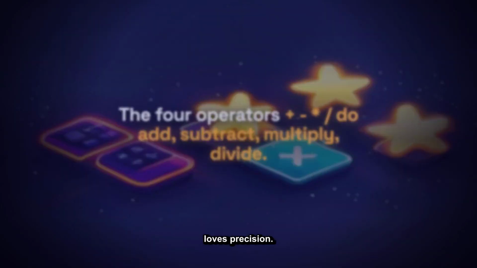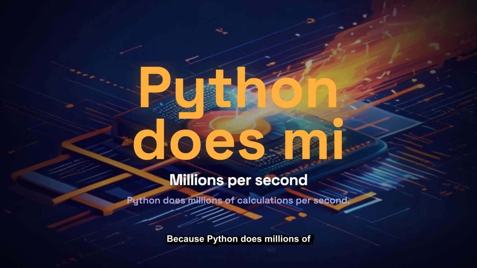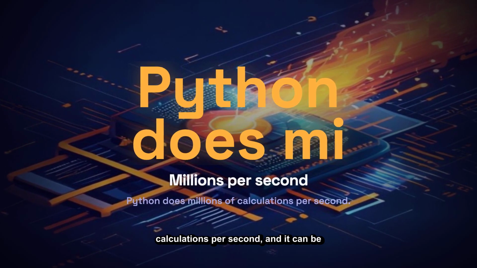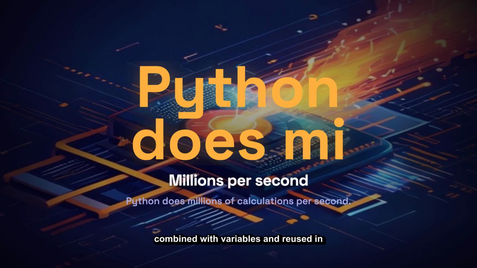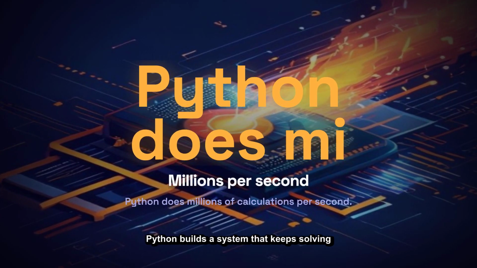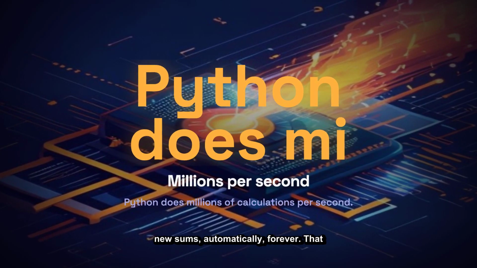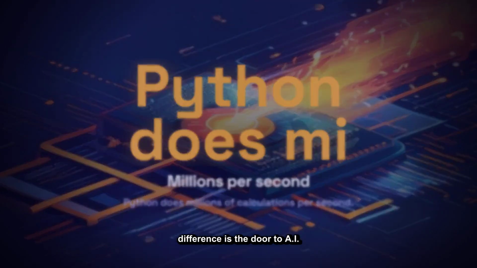Python loves precision. Why bother when you have a calculator? Because Python does millions of calculations per second, and it can be combined with variables and reused in formulas. A calculator solves one sum. Python builds a system that keeps solving new sums automatically forever. That difference is the door to AI.